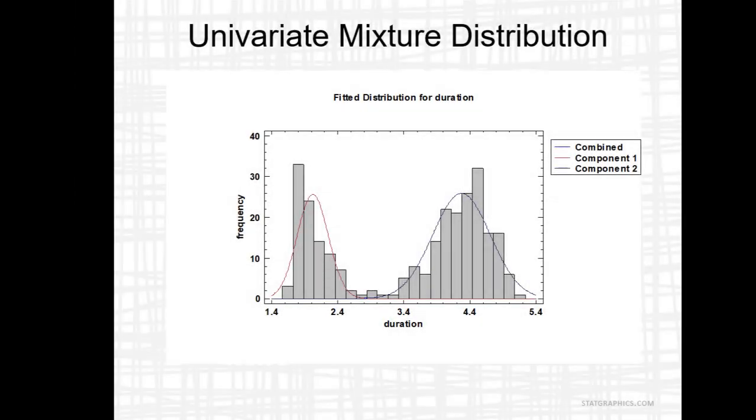As an example, here's the output of the procedure used to fit the duration of eruptions of the Old Faithful geyser. It turns out that there are two distinct components: short eruptions and longer eruptions. The distribution fitting procedure here determines the means, the standard deviations, and the proportion of the eruptions that fall in each component.